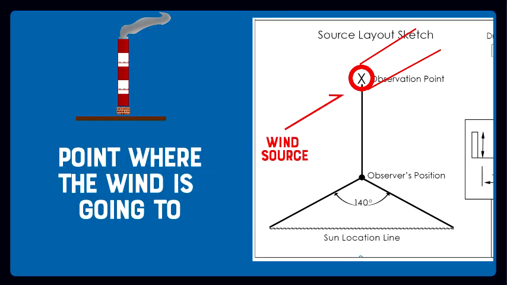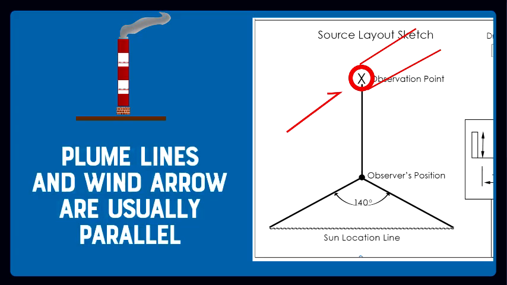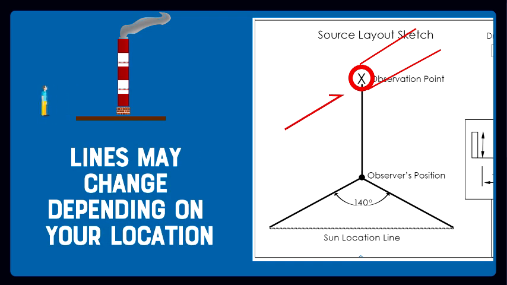Remember this key point. The wind direction arrow indicates the direction the wind is going, not the direction it is coming from. As a general rule, you'll notice that the plume direction and wind direction arrows run roughly parallel to each other, though this relationship can vary based on how far the observer is from the smokestack.